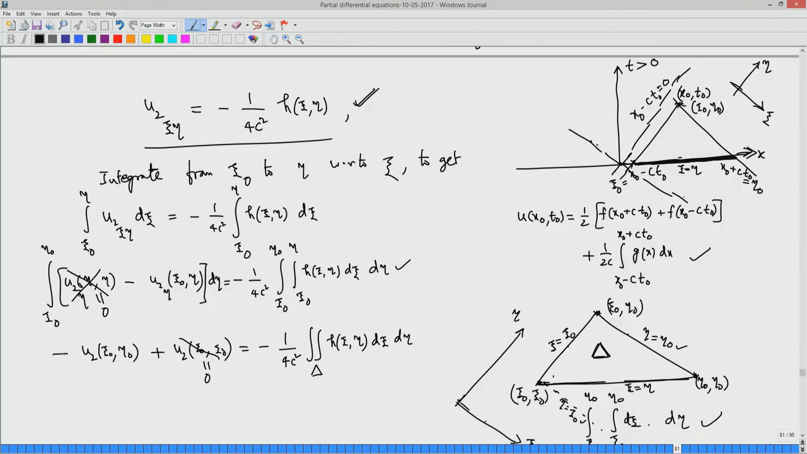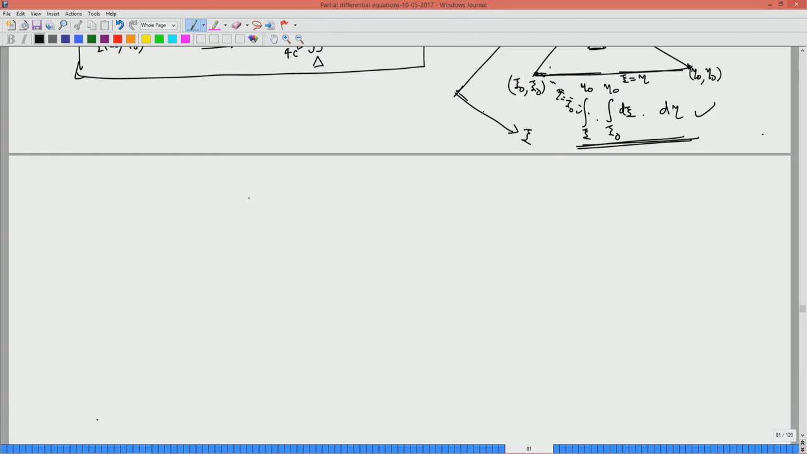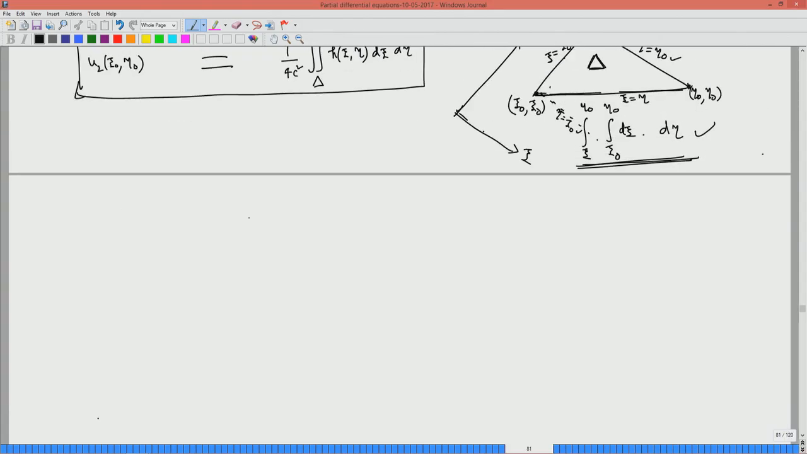So, you make it plus, cancelling the minus on both sides, you get plus. Finally, this is 0, so we can remove this. This is the u2 solution at xi naught eta. The second solution is u2 of xi naught eta naught, which is 1 by 4 c square times the integral over this delta region of h of xi eta d xi d eta.